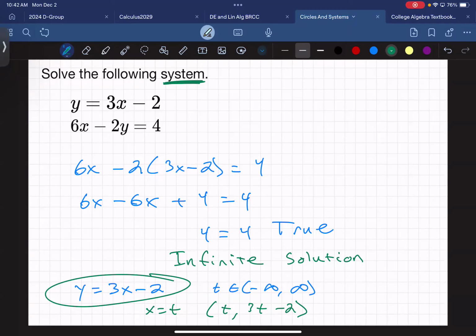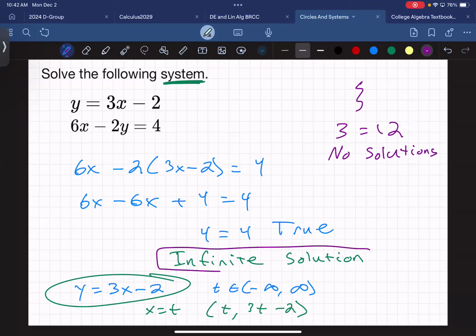Now, is this going to happen all the time? No, this is only when I try to solve and I get a true statement, no variables left over, whether it's 0 equals 0 or here I have 4 equals 4. If you get a false statement instead of a true statement, like if you do all this work and you get 3 equals 12, what would you conclude? No solutions, right? So that doesn't change. The only thing that really changes here is this little aspect there.